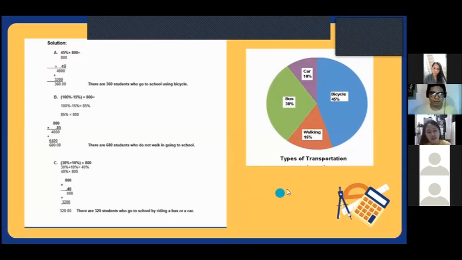So as you can see, the pie graph shows the distributed percentages, in which students who use car is 10%, students who use bicycle is 45%, students who ride bus is 30%, and students who prefer walking is 15%.